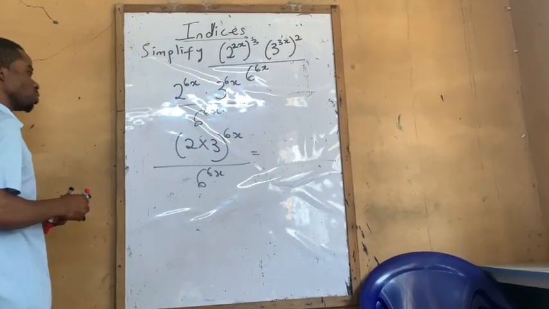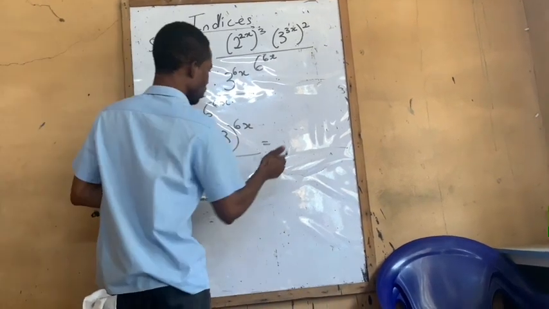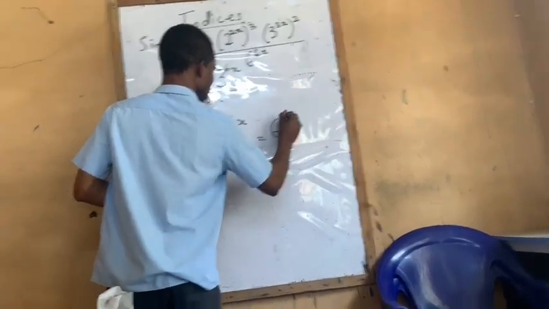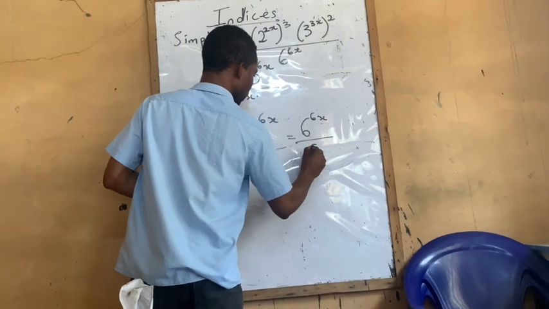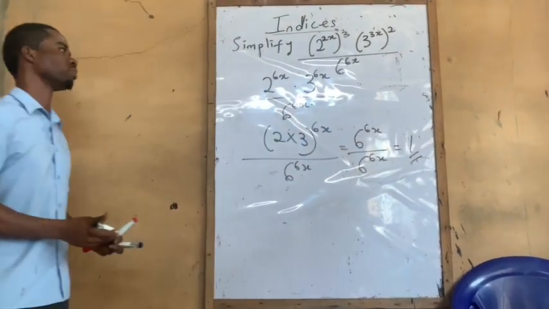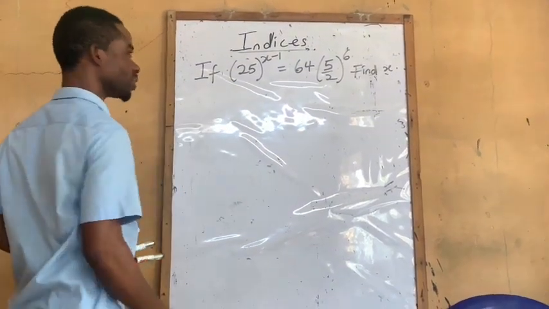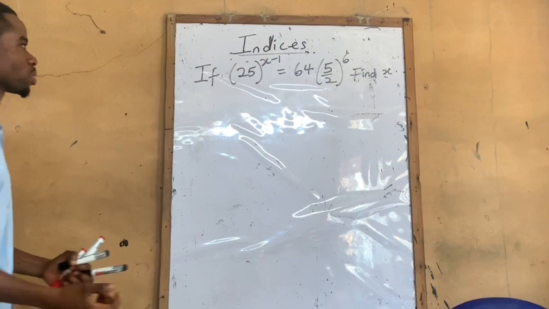What is now 2 times 3? 2 times 3, that is 6. 6 raised to the power 6x all over 6 raised to the power 6x. Answer is 1. As you can see, they are the same. It's 1.